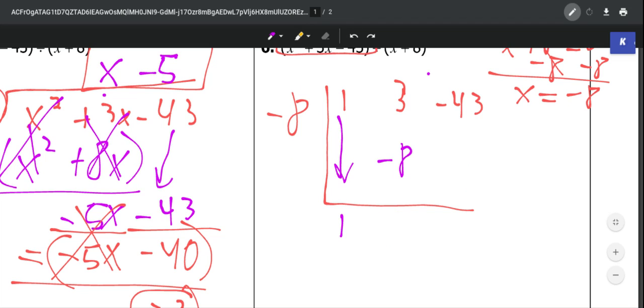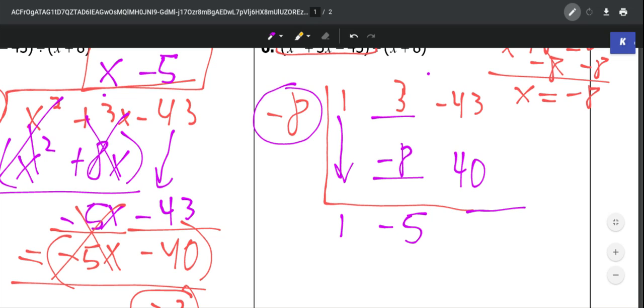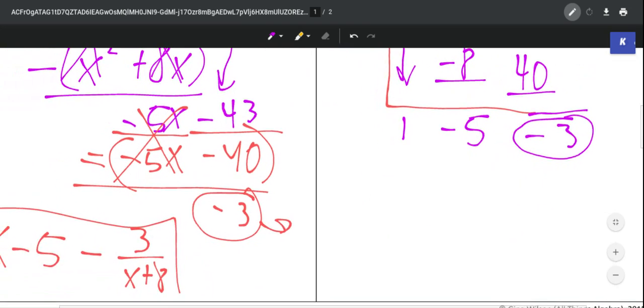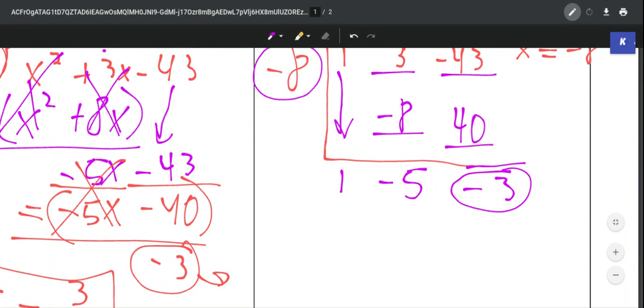So we're going to take 3 minus 8, which will give us -5. So -5 is going to be part of our answer, and then we're going to take -5, multiply it by -8. That'll give us 40 back inside of our table. And then to finish this off, we're just going to take -43 plus 40, which will give us -3. Now, this last number here is like our remainder, as we did in the past. So whatever you have as your last number, I always circle it to remind myself it's the remainder.